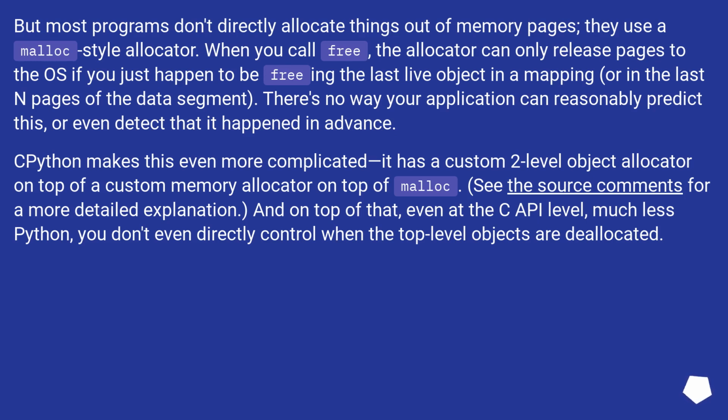Python makes this even more complicated. It has a custom 2-level object allocator on top of a custom memory allocator on top of malloc. See the source comments for a more detailed explanation, and on top of that, even at the C API level, much less Python, you don't even directly control when the top-level objects are deallocated.